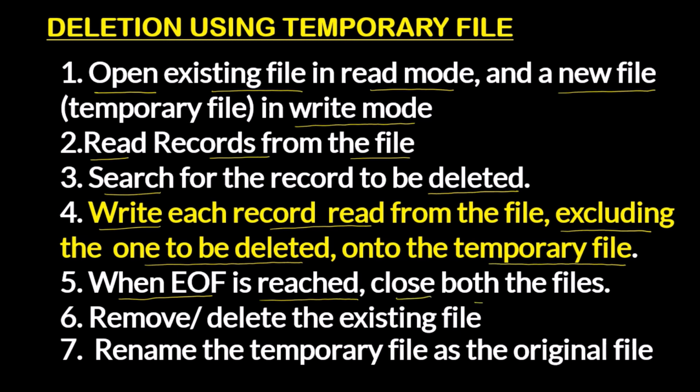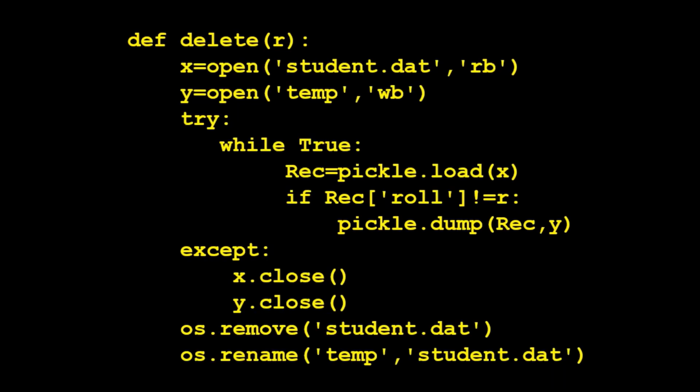You close both the files and then remove or delete the existing file from the secondary storage media where it is saved, and rename the temporary file as the original file. So after execution of these steps, your temporary file will now act as the original file and it would be containing all records after deletion.